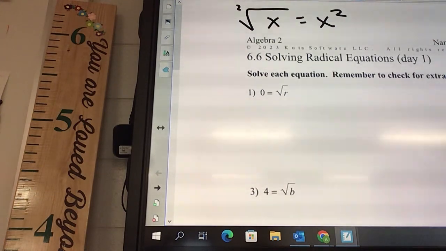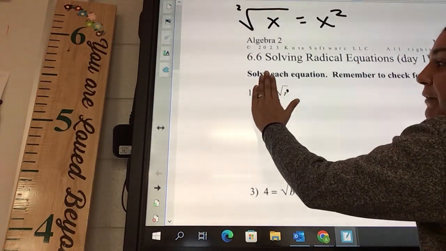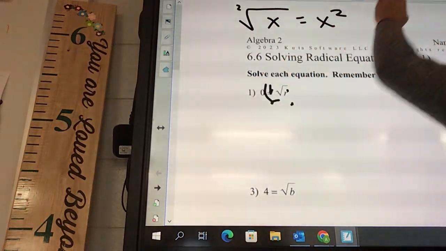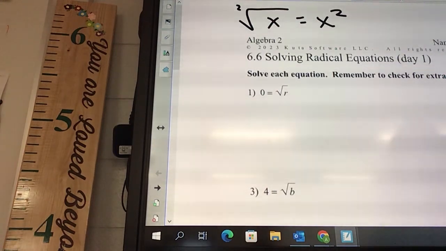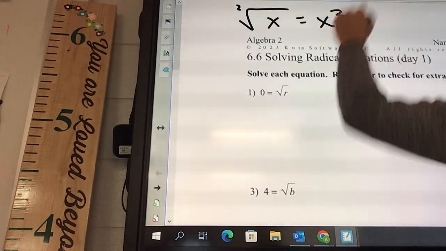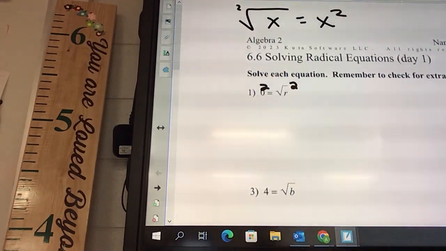So I'll ask you this. When I'm talking about the square root by itself, I'm talking about the side of the equal sign with the square root. So is that square root by itself? Yes, so then we can go ahead and square both sides in order to solve this. So you're going to say squared, squared. And what happens here is the squared and the square root cancel each other out.